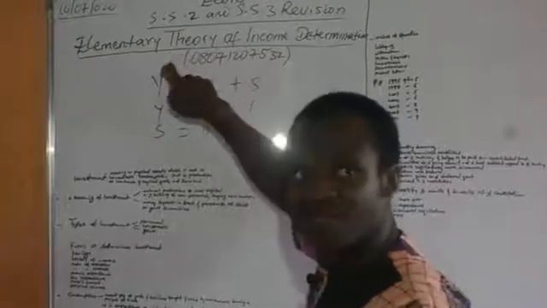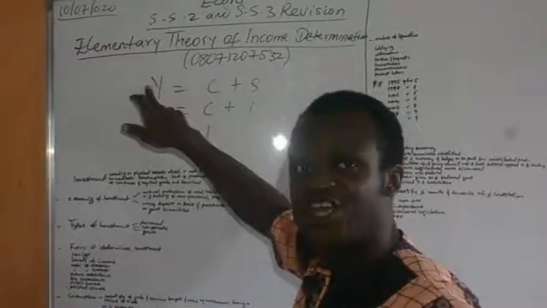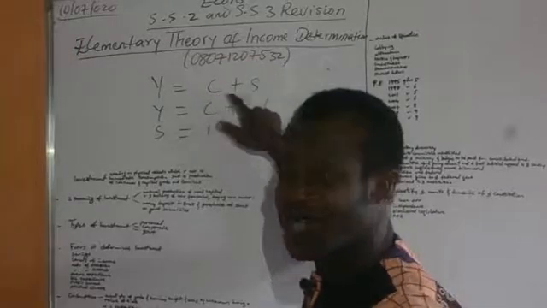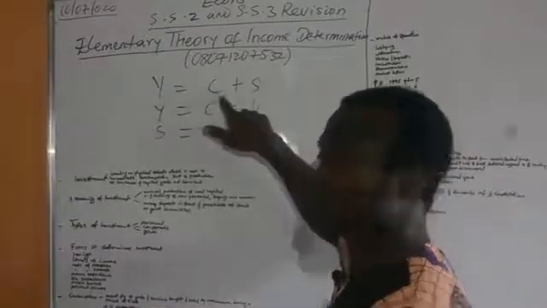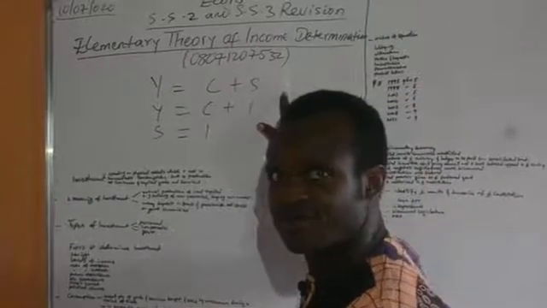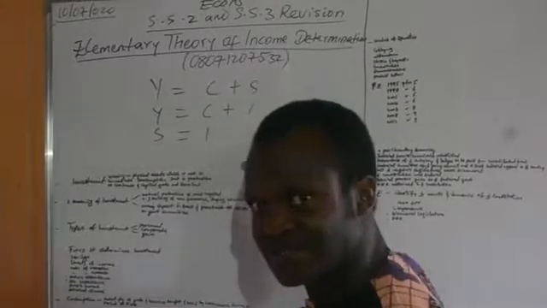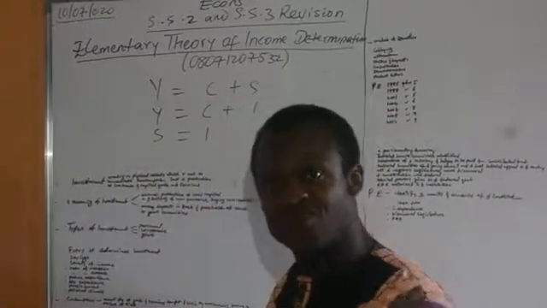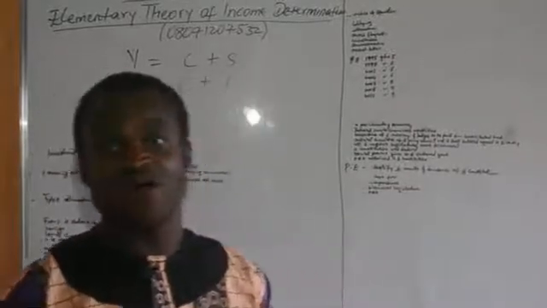Where Y in economics, national income or income determination, always means income. C always means consumption. S represents savings. So, income is equal to consumption plus savings. Income can also mean consumption plus investment. And if that happens, we say savings also equals investment.